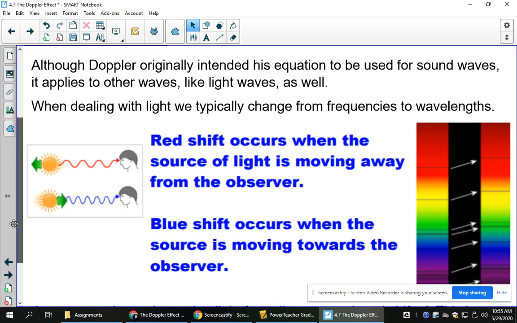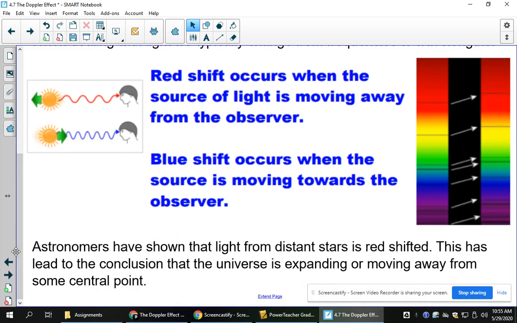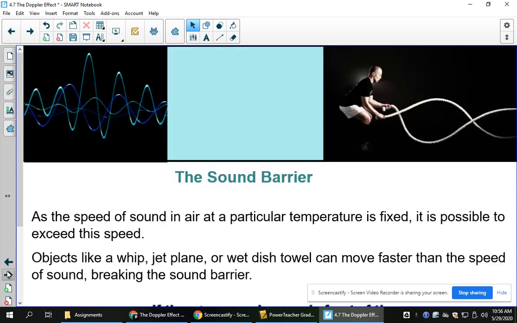So what this tells us in our universe is that the light from distant stars, if it's emitting a red shift, this leads us to conclude that the universe must be expanding. Those stars are moving away from a central point. Okay? Interesting stuff if you're interested in our universe.